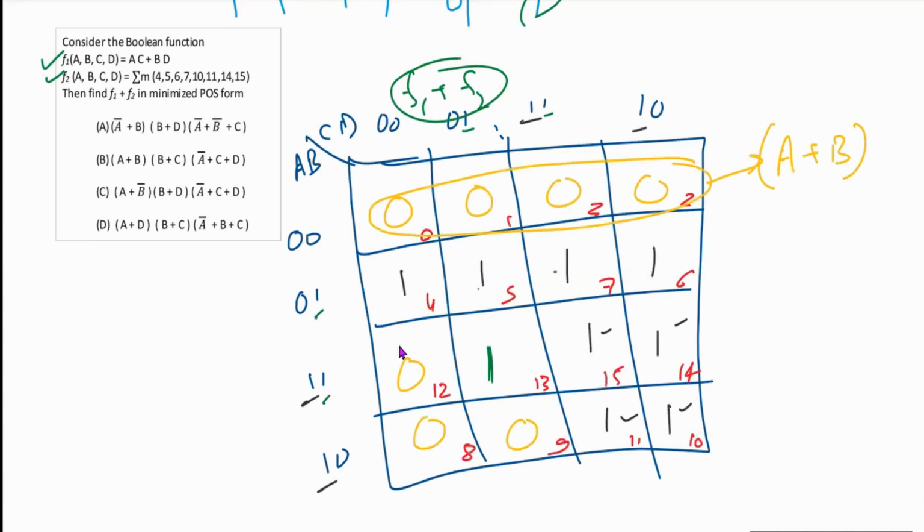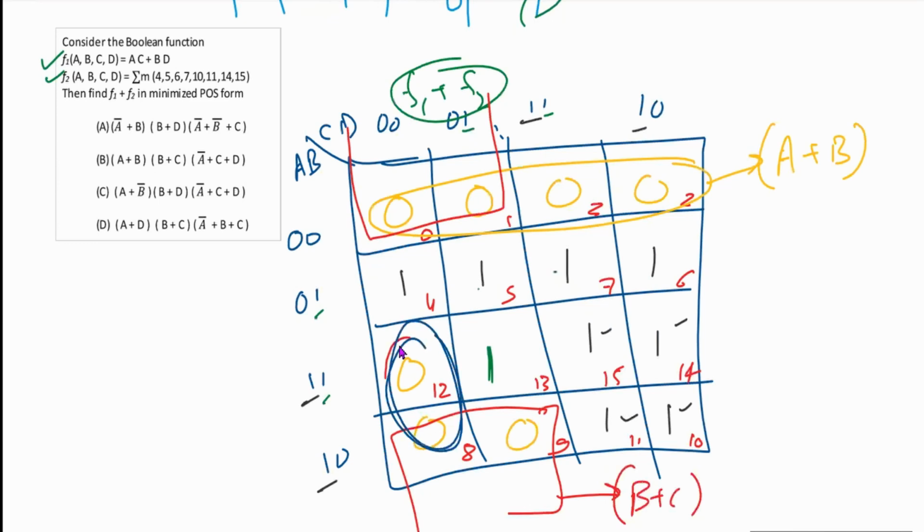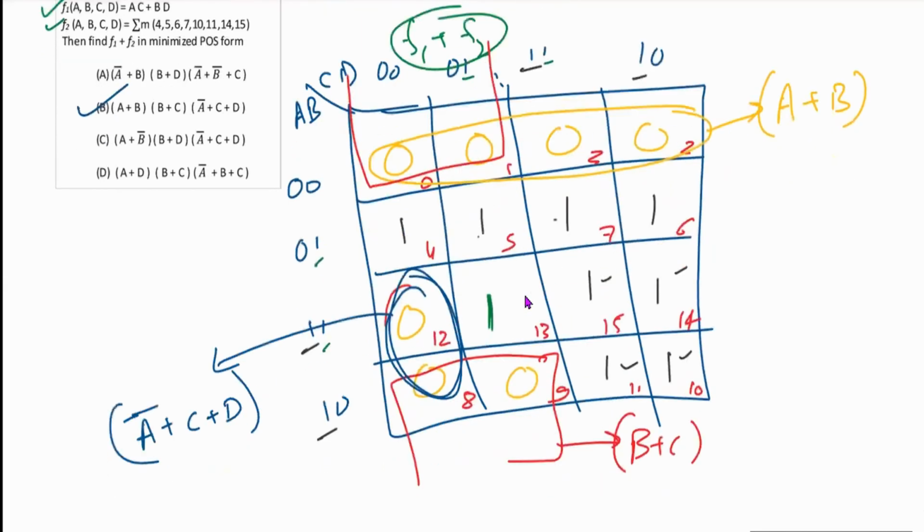and this is my second pairing, and this pairing I can denote with B plus C, and this is my one more pairing. Okay, and this pairing I can denote with A bar plus C plus D, and check in these options. This B is the correct option. Let's go to next question.